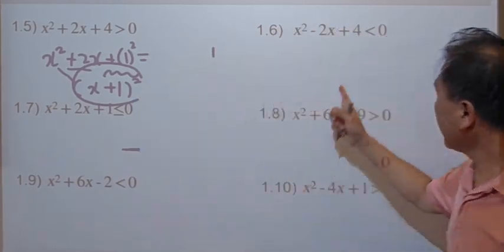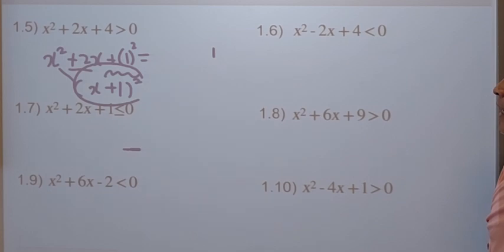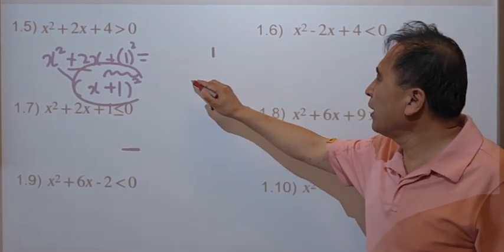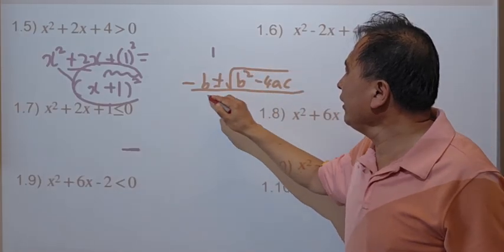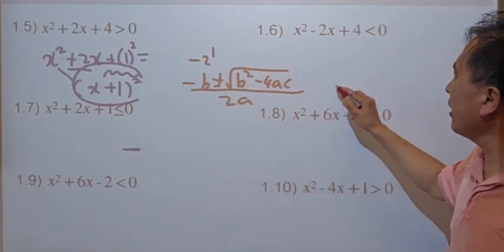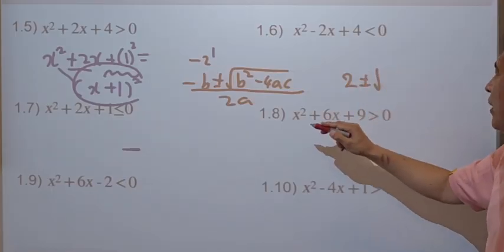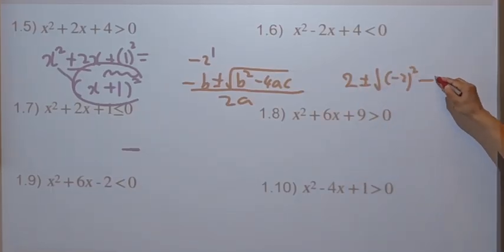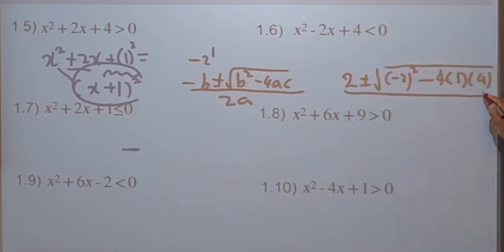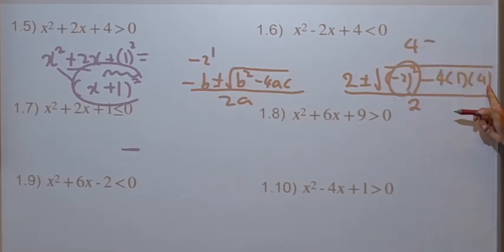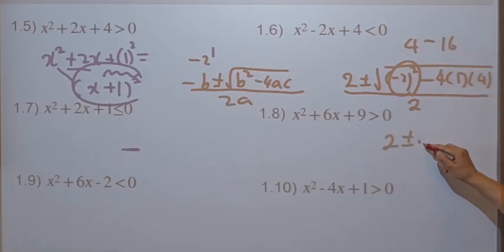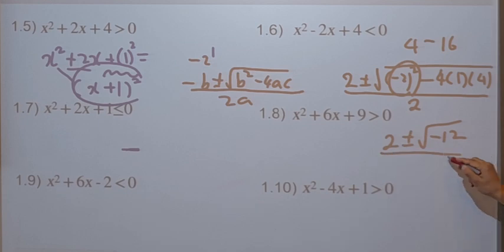How about this one? Not factorable either. So this time let's use the quadratic formula. If you use the quadratic formula, minus b plus or minus the square root of b squared minus 4ac, over 2a, right? So minus b is 2 here. So that means 2 plus or minus the square root of 2 squared minus 4, where a is 1, c is 4, over 2a, a is 1, so 2, right? So this is plus 4, and minus 4 times 4 is 16, times 1 is 16, so minus 16, which is -12. So 2 plus or minus the square root of -12 over 2, right?